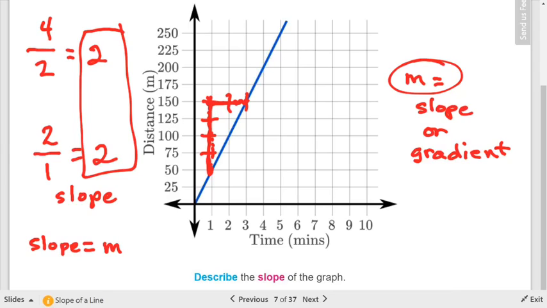So you can always get it from any 2 points. It doesn't matter, as long as you reduce the fraction, you could use any 2 points that you find convenient. But you're exactly right, they do have to be at the intersection of those grid lines. Okay?